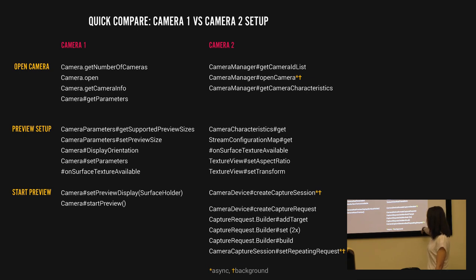And again, it's not just that it's more verbose, but there's a whole bunch of other things to worry about. All these little methods that I marked with the star and the cross are all methods that are asynchronous, but that also have the ability to be backgrounded, or rather, they have a parameter where you can give a handler to some background thread. On this side, everything is pretty much either synchronous or just a really straightforward callback. On this side, it's a lot more work. It's more efficient. It gives you a lot more control, but you really have to know the very specific sequence of events that you need to make happen for the preview to actually show up.